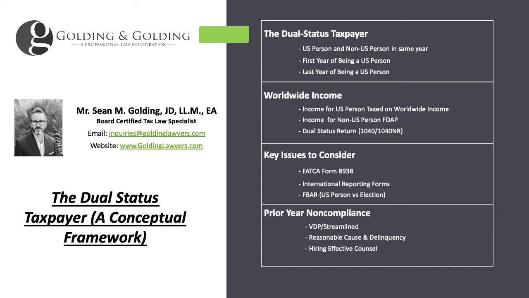There are various other international information reporting forms you have to be aware of as well. Form 3520, Form 5471, Form 3520-A, 8865. Those can all be required as well if you're a U.S. person. Now, FBAR is a little bit different. FBAR is not a tax form, it's a FinCEN form. So you may be required to file the FBAR if you're a U.S. person for a portion of the year. Very important to keep in mind.